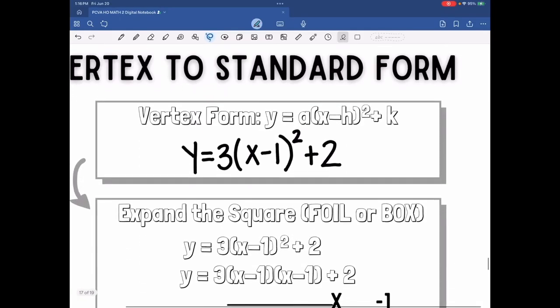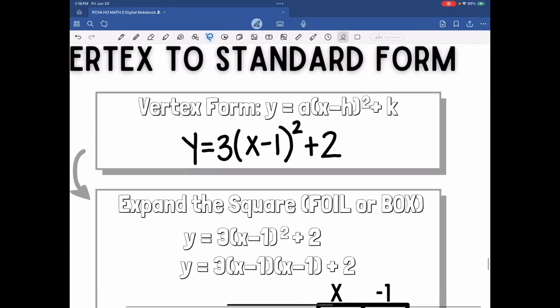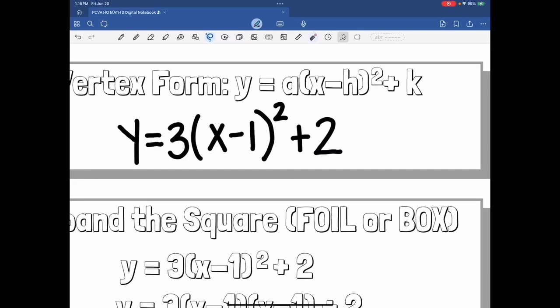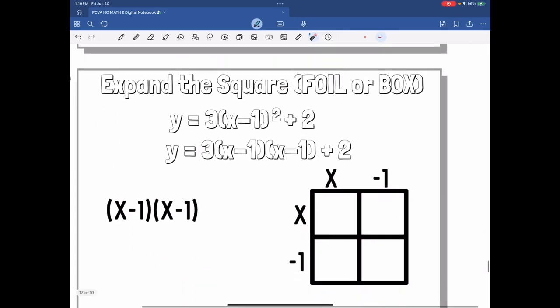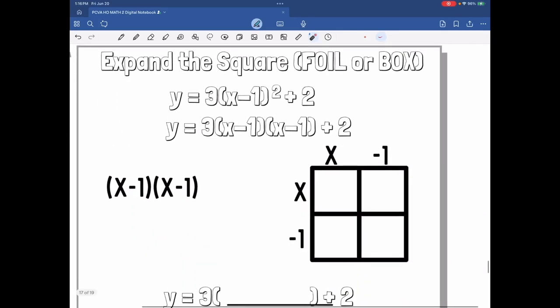Now, what happens if I give you vertex form and I want to put it into standard form? That just simply requires us to multiply everything back out. My vertex form, as you can see, my A is positive 3. My H is technically a value of positive 1. And then K is 2. So what we're going to do is take this, and we have 3.